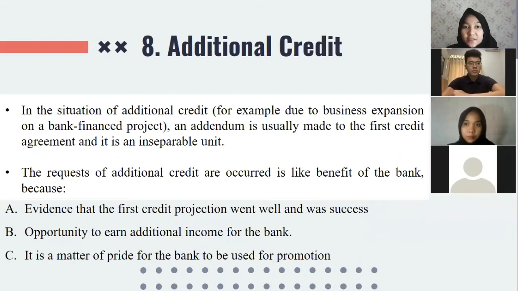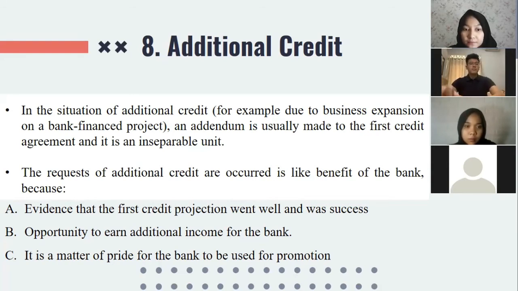Number 8 is additional credit. In the situation of additional credit, for example, due to business expansion on a bank finance project, an addendum is usually made to the first credit agreement and it is a variable unit.